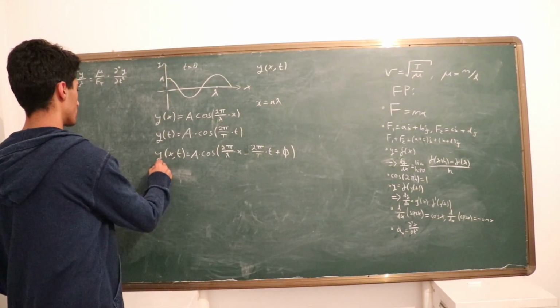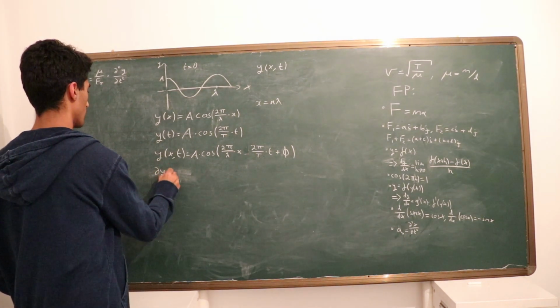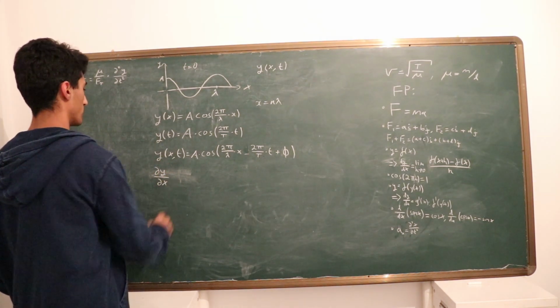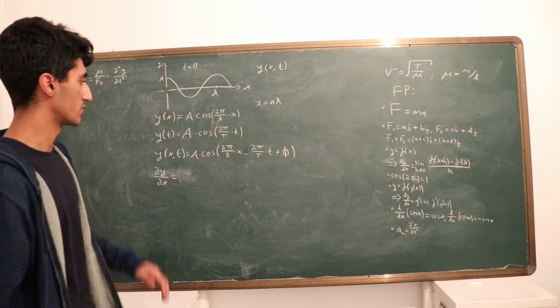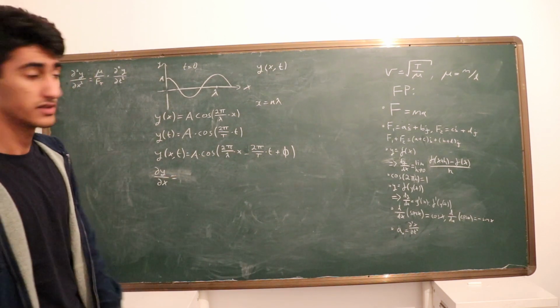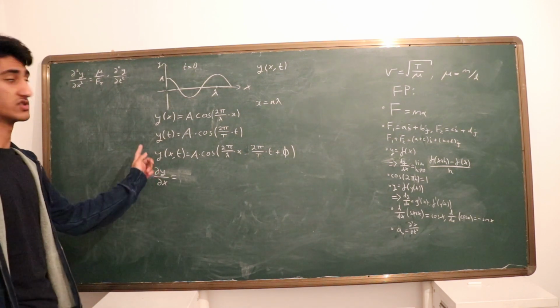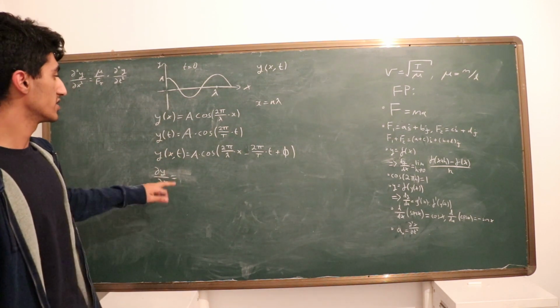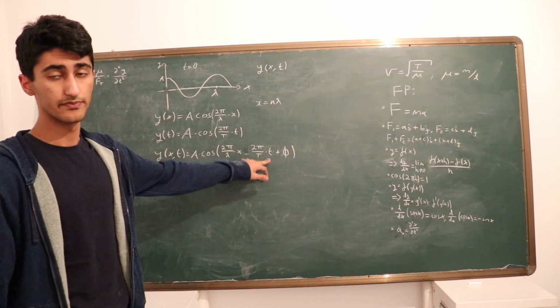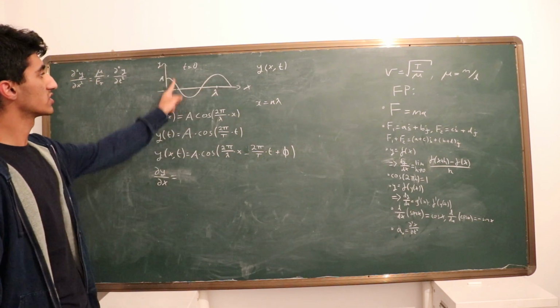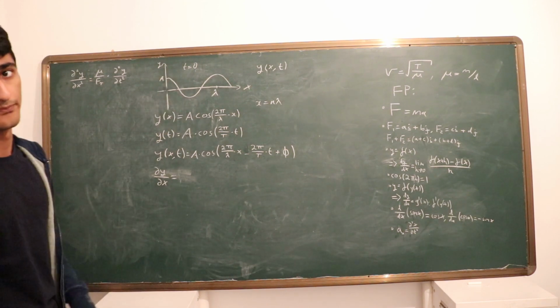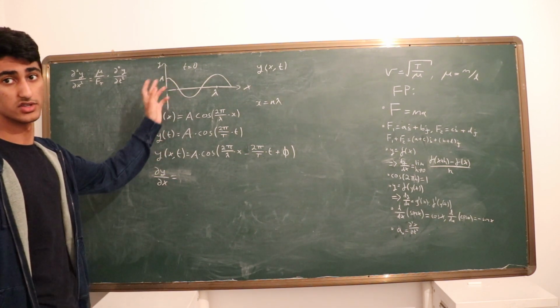Okay, so now we say the partial derivative of y with respect to x equals... When you do this, we're going to use partial derivatives because this is a function of two variables. But when we do this, we're going to take t to be constant. In other words, we take a snapshot of the wave and we see how y will vary with a small change in x.